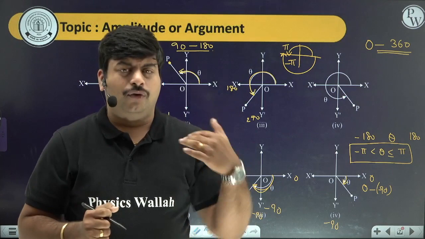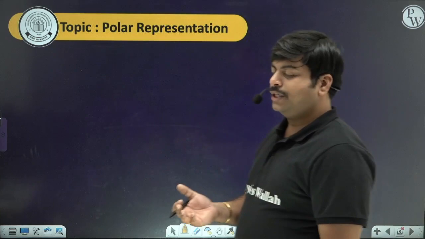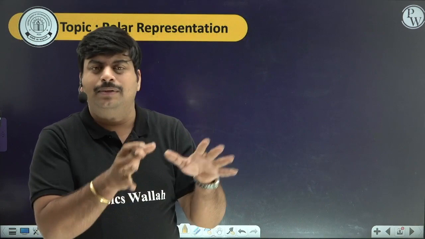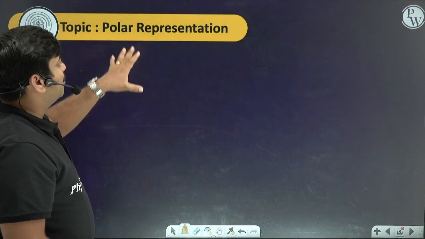Okay, so what's next? Polar representation. What is a polar representation? Once we are done with the angle, I'll take more examples to teach you how to find the argument. Don't worry, we'll be discussing based on different coordinates.